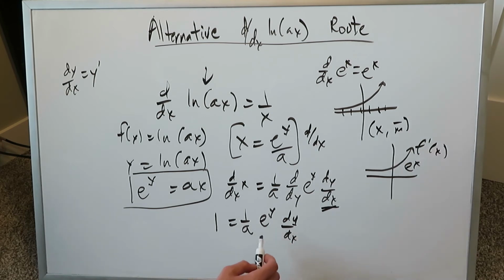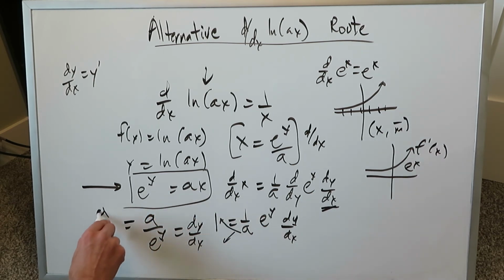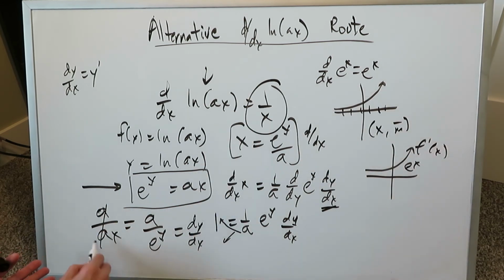You solve for dy over dx, you take a on the other side and e to the y on the other side. You have dy over dx is equal to a over e to the y. Of course, a cross multiplies upwards and e to the y cross multiplies downwards, and you have dy over dx is equal to a over e to the power of y. And then we look right over here, we know that e to the power of y is also equal to ax. We can do that substitution, you can call it back substitution. A divided by ax, these cancel out and you get your derivative right over here, 1 over x, because when these cancel out you'll be left with 1 over x.